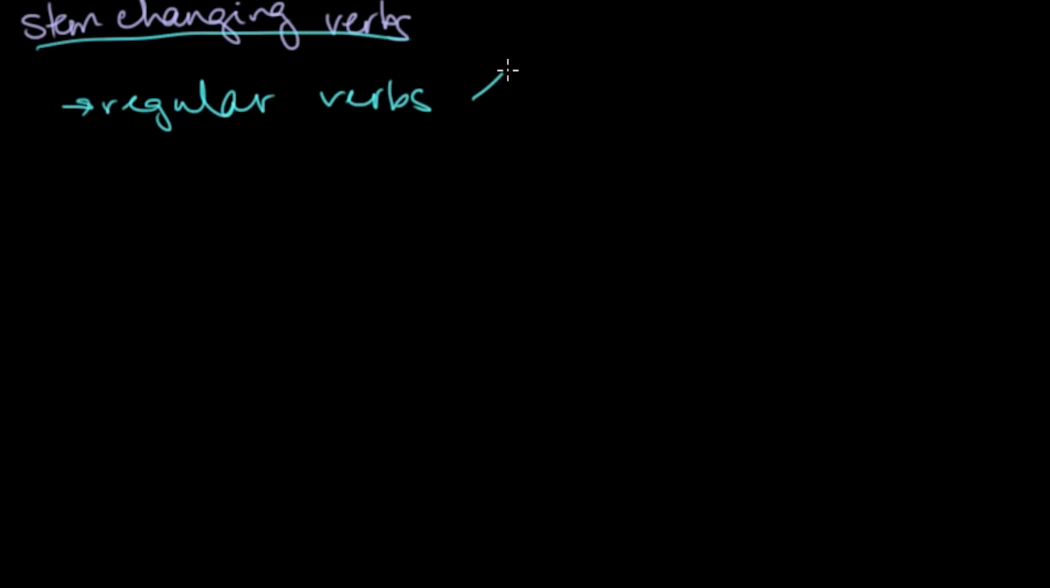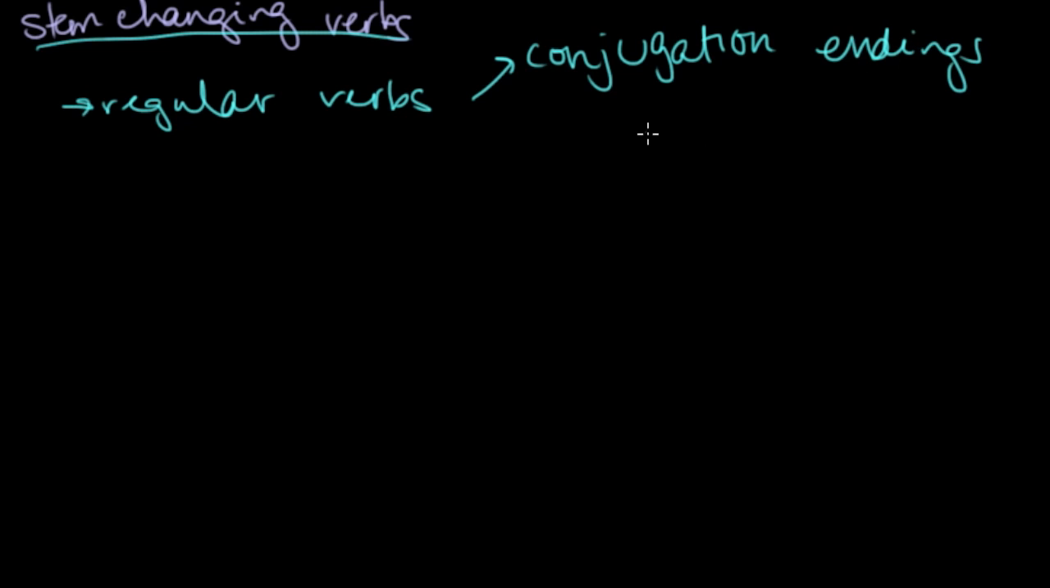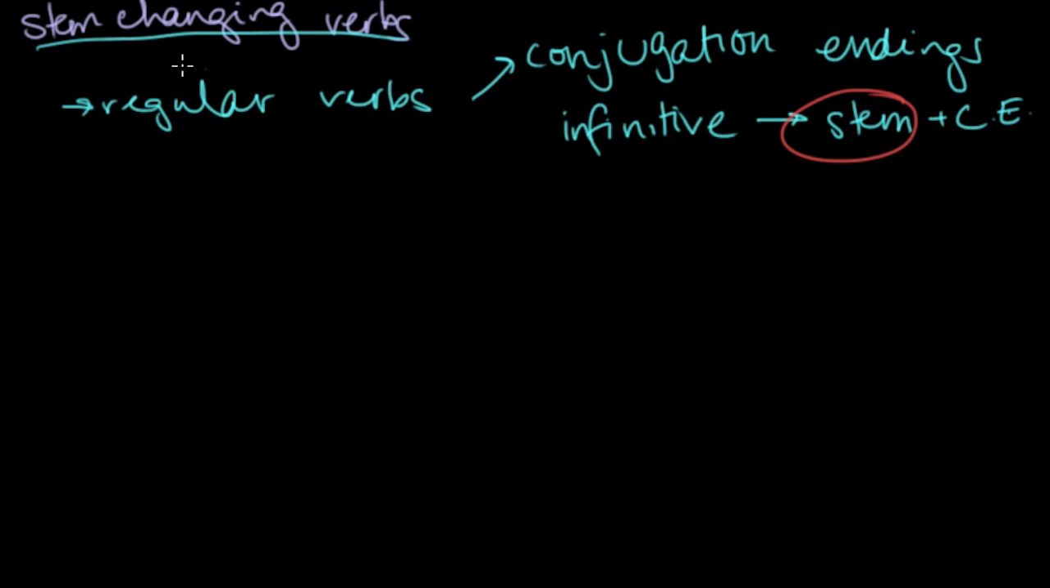So, thus far, you've probably worked with regular verbs, which, as you know, have conjugation endings. The way those work is you have your infinitive verb, and you drop the infinitive ending, and you're left with the stem, to which you add your conjugation ending.